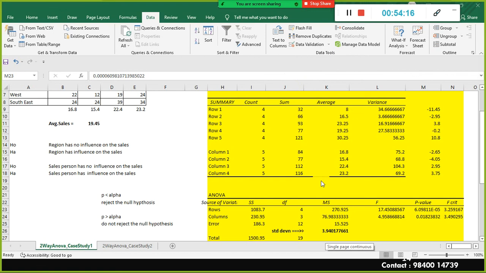But in statistical terms, since the p value is very less, it is highly statistically significant. Here it is statistically significant, but this one is highly statistically significant. So we are going to reject the null hypothesis, and even in both the cases we are going to reject the null hypothesis, and we are going to conclude this one.